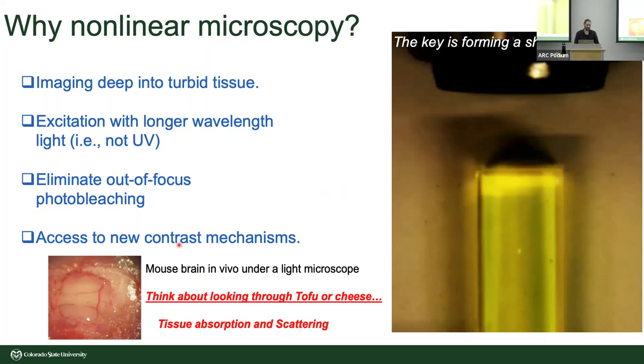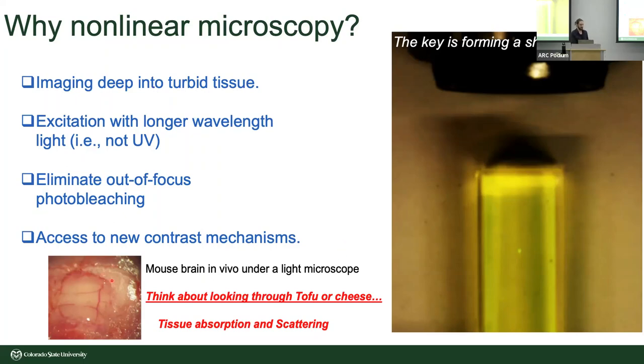And finally, access to new contrast mechanisms. We'll talk a lot about that, but there are some things that we get out for "free." And I use that in air quotes because it's not always guaranteed we'll get them, but some harmonic generation type imaging that's label free comes out just because of the nature of the laser pulse that we need to excite two-photon fluorescence, which comes out from that same sort of illumination as well.